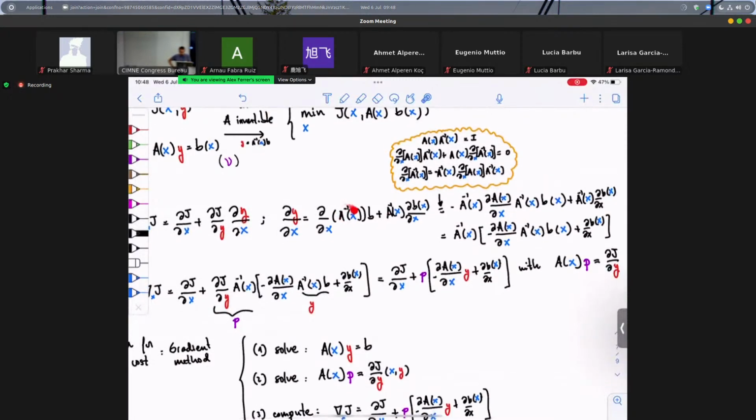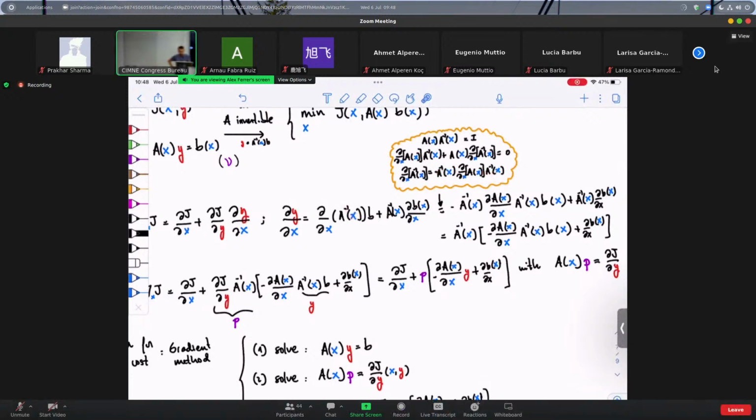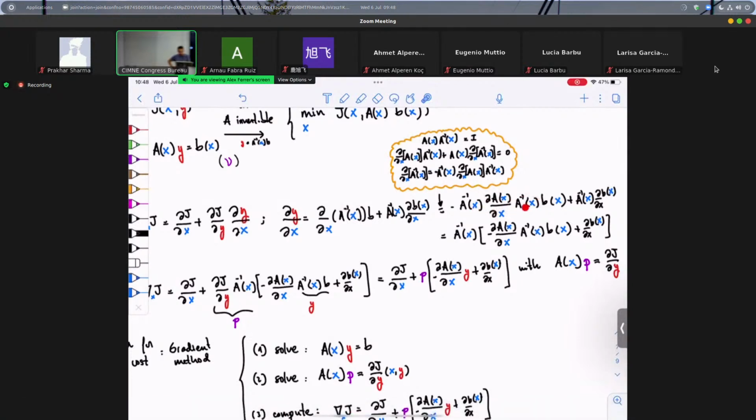Now I need the derivative of the inverse. Where I have the derivative of the inverse, I put minus A^-1 times the derivative of A times A^-1 times b, plus A^-1 times the derivative of b. Then I have a common factor of A^-1, so I take out this term.